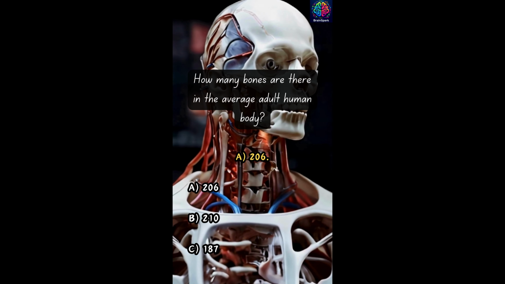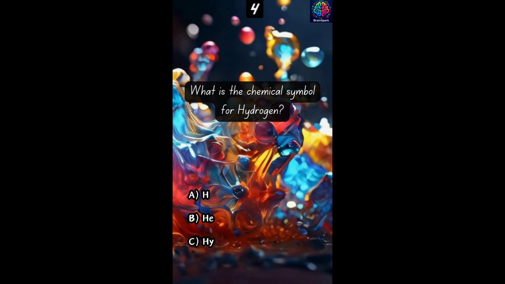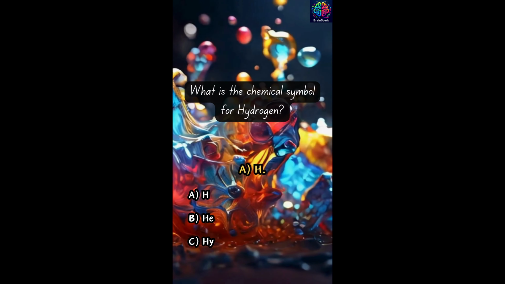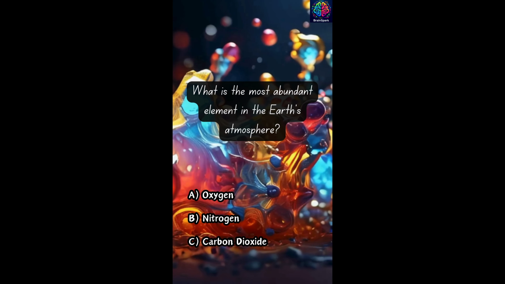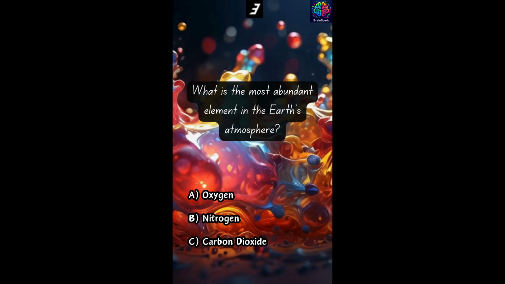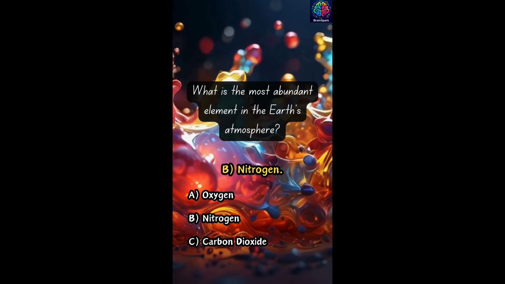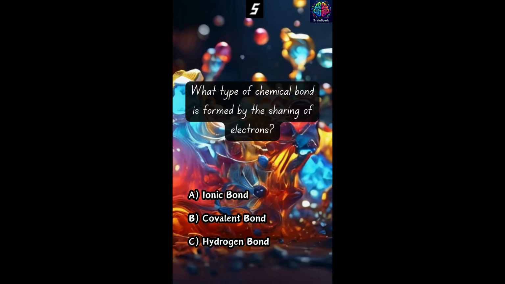A. 206. What is the chemical symbol for hydrogen? A. H. What is the most abundant element in the Earth's atmosphere? B. Nitrogen. What type of chemical bond is formed by the sharing of electrons?